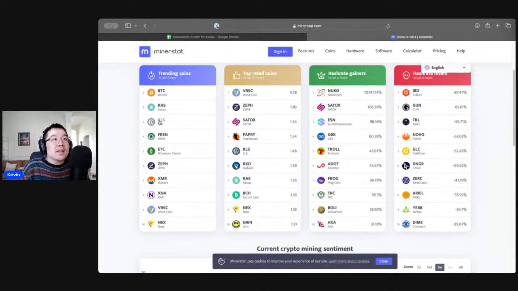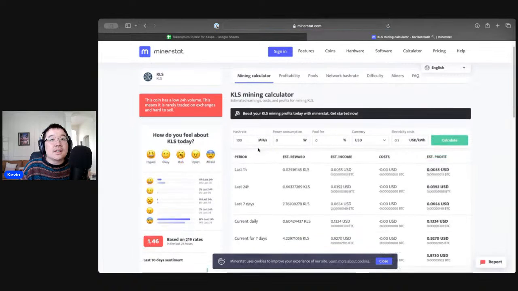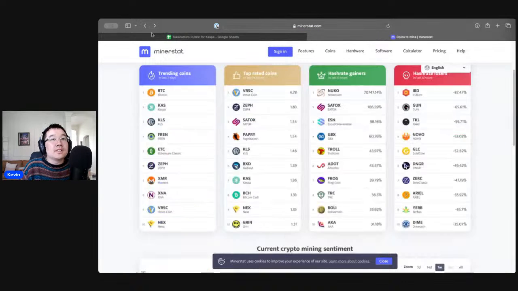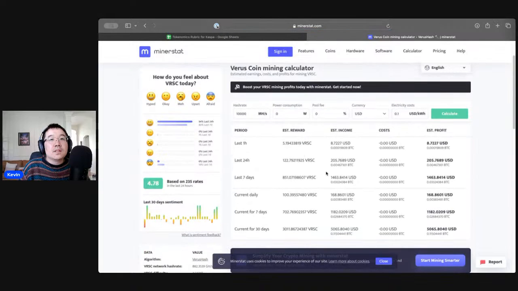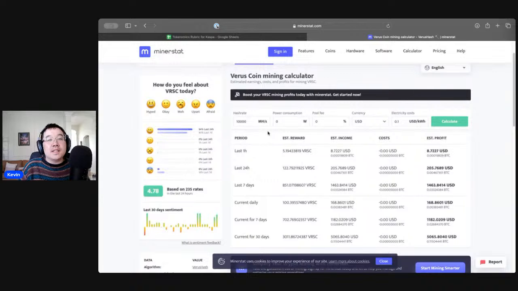Let's see, what's this KLS? Oh, I think this is a Kaspa fork. Okay, this you get even less of. Varus coin. You get $1,000, wow, with 10,000 megahertz per second. So you see, Kaspa does not give you that much rewards. And let me go back here.